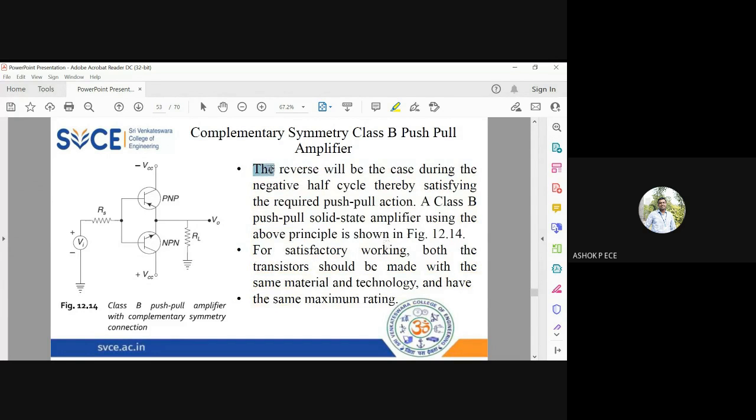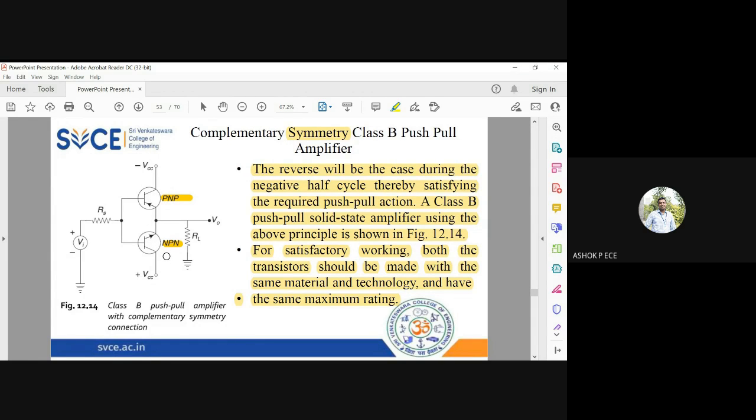The reverse case will be during the negative half cycle, where your NPN will never work because it is reverse biased, and PNP will work because it is forward biased. So for good performance, ensure that both NPN and PNP transistors are made of the same material, same technology, and have ideal parameters. That's why you use the name symmetry.